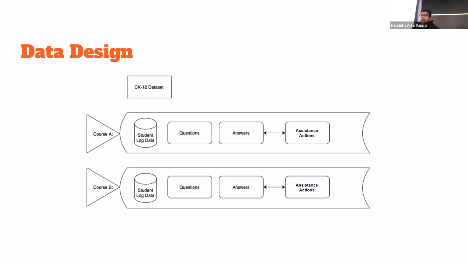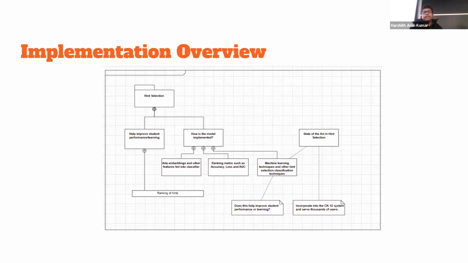Right, and this is a diagram of how our data set looks like, which I already spoke about. And this is the entire pipeline of how it looks and how the model is implemented. We have the embeddings, and then we have the ranking metrics such as accuracy, loss, and AUC. And then finally we rank the hints, and we hope we actually finish submitting our paper to AAAI, and then we're hoping to talk to CK12 now to incorporate it.